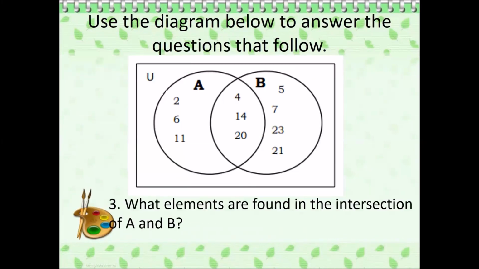Another question, what elements are found in the intersection of set A and set B? What are the elements that are in both set A and set B? The part in the middle is called the intersection of the two sets. So therefore, the elements of the intersection of set A and set B are 4, 14, and 20. So this is the symbol of the intersection, and the reverse of the intersection is the union.